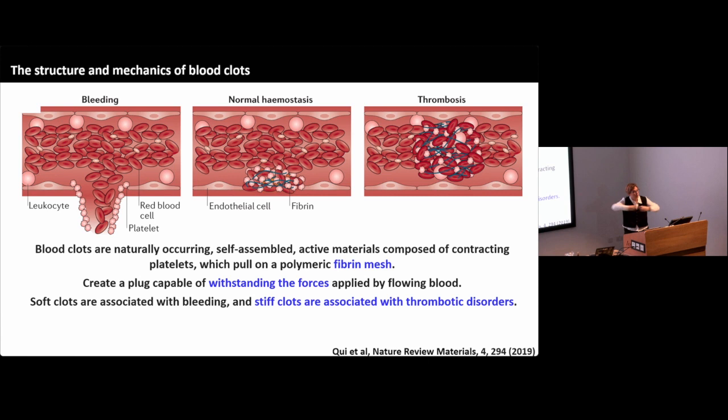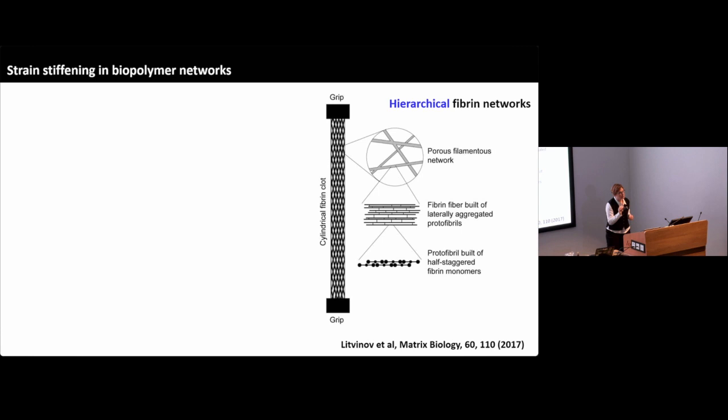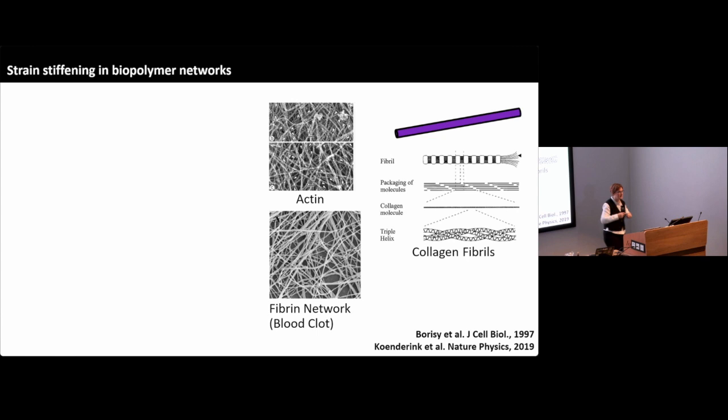pull apart. Okay. When it goes wrong, the fibrin mesh goes into overdrive. It becomes too stiff. Okay, and that becomes a problem and is associated with some disorders. So there's a lot of work out there looking at the properties, the hierarchical networks of these fibrins, which again go from these monomers to these staggered architectures to these fibrous-like networks. And there's lots of examples of these fibrous networks in biopolymer networks.